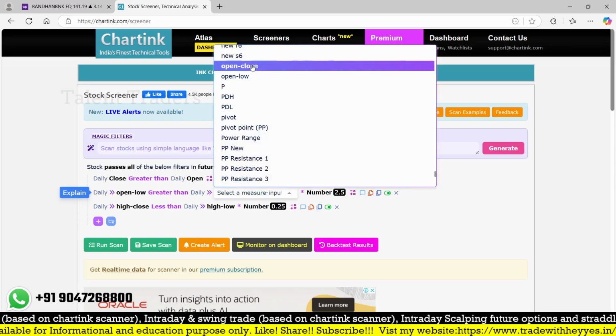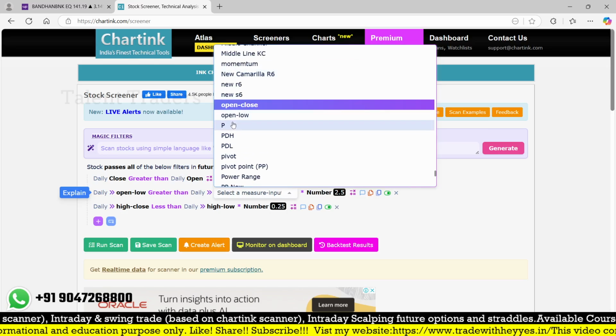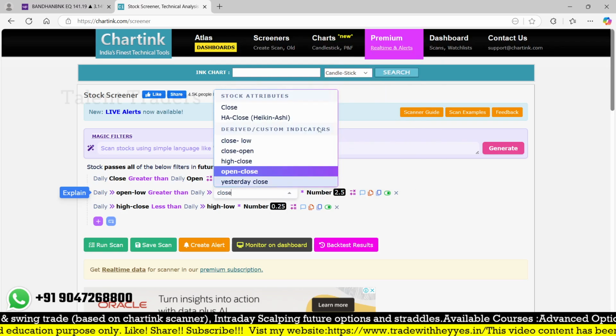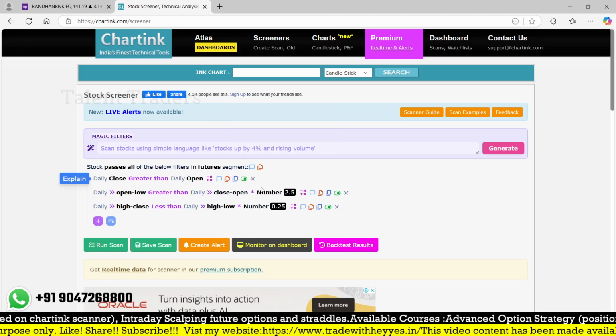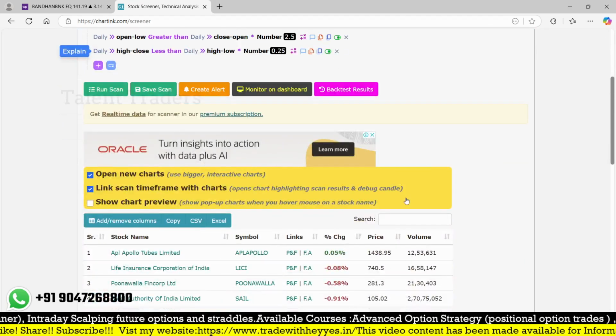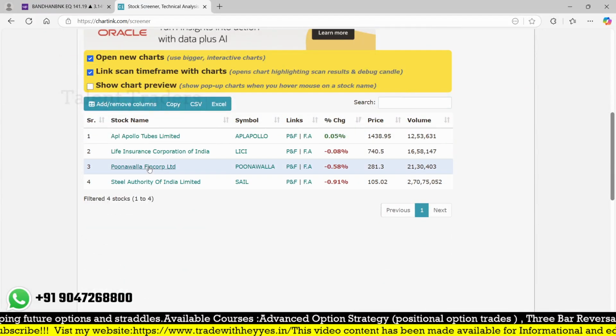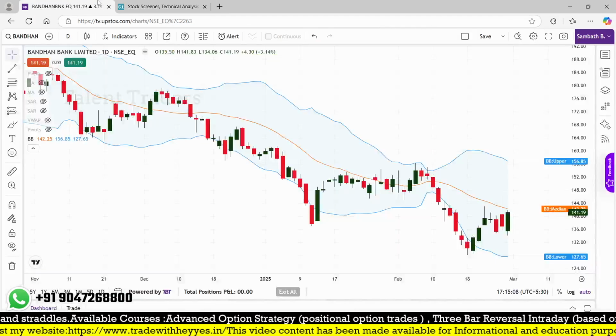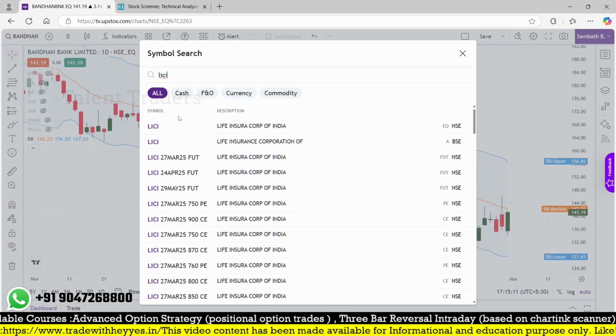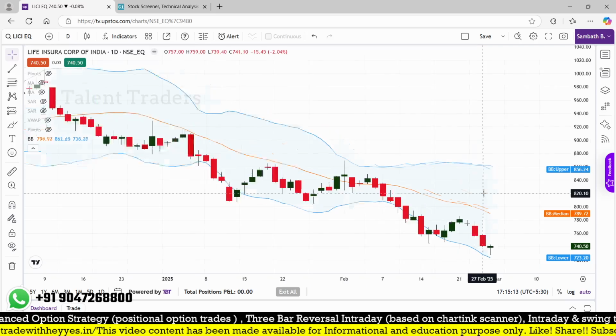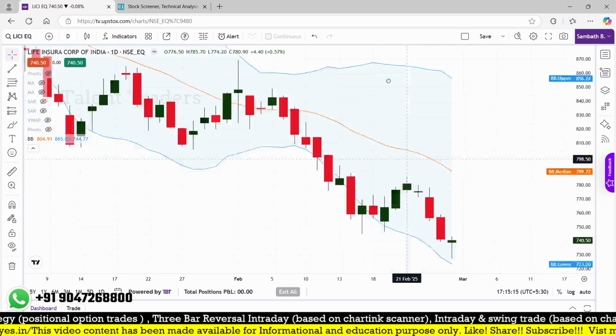Here it should be close minus open. Close minus open. You run this. Let me check. LIC, LIC. So will that be forming such a pattern? Yeah. So maybe there is a mistake happening in the scanner.